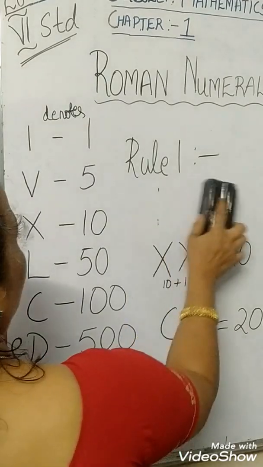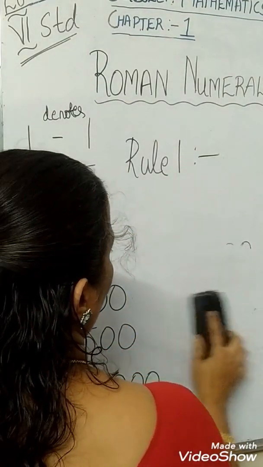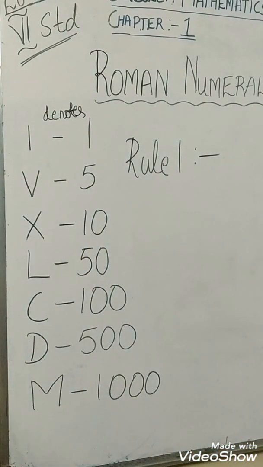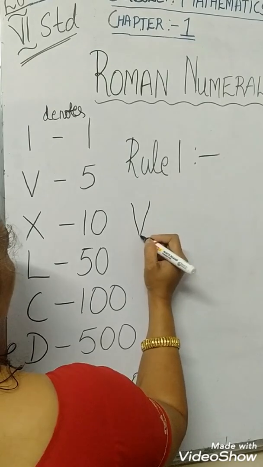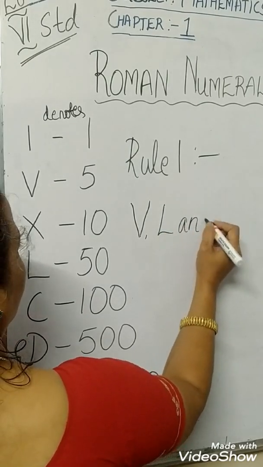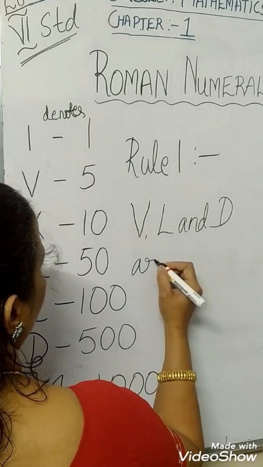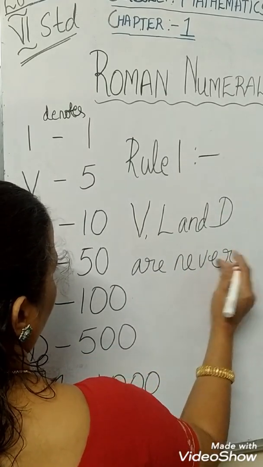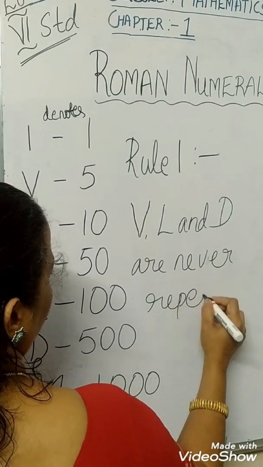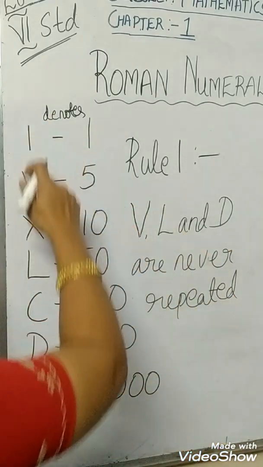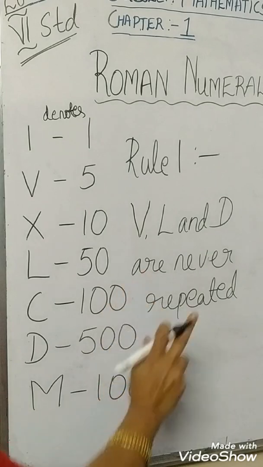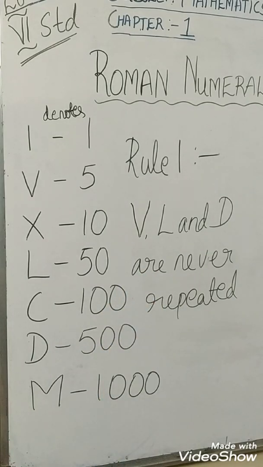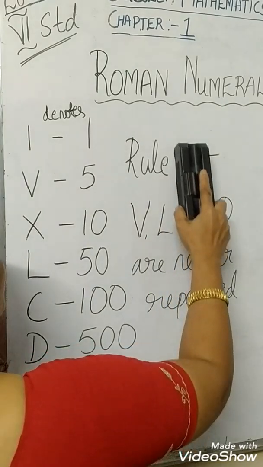That is the first rule. Also, we will see that the symbols V, L and D are never repeated. So, among these symbols, V, L and D are never repeated. Let us go for the second rule.